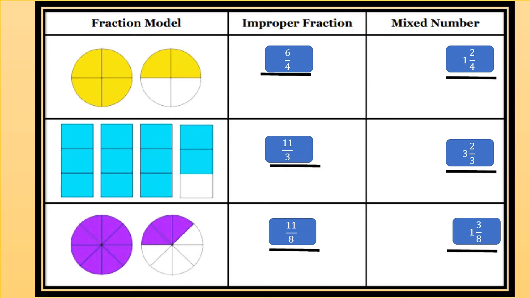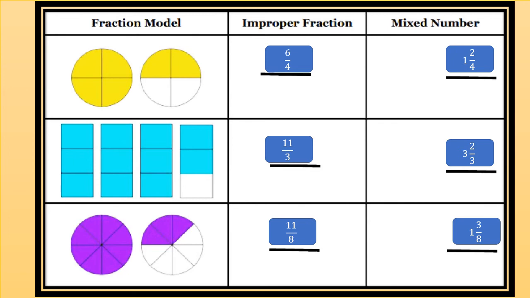Now the mixed fraction will be 1 whole and 2 by 4. So 2 parts shaded out of 4. So 1 and 2 by 4 will be the mixed fraction. Now next, the total number of shaded parts here is 11 and the rectangle is divided into 3 equal parts. So 11 by 3 will be the improper fraction.